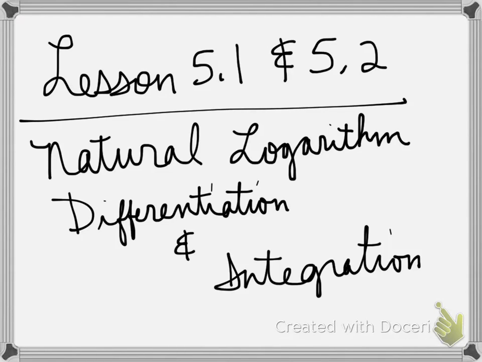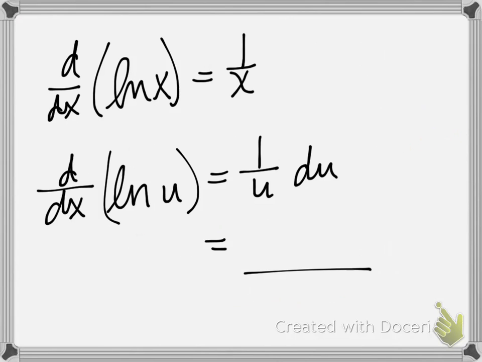Okay, this is lesson 5.1 and 5.2 together. We're going to talk about natural logarithm, which is ln x. And we're going to talk about its differentiation, which means finding its derivative, and integration, which is finding its integral. So we're going to start with finding the derivative of ln.